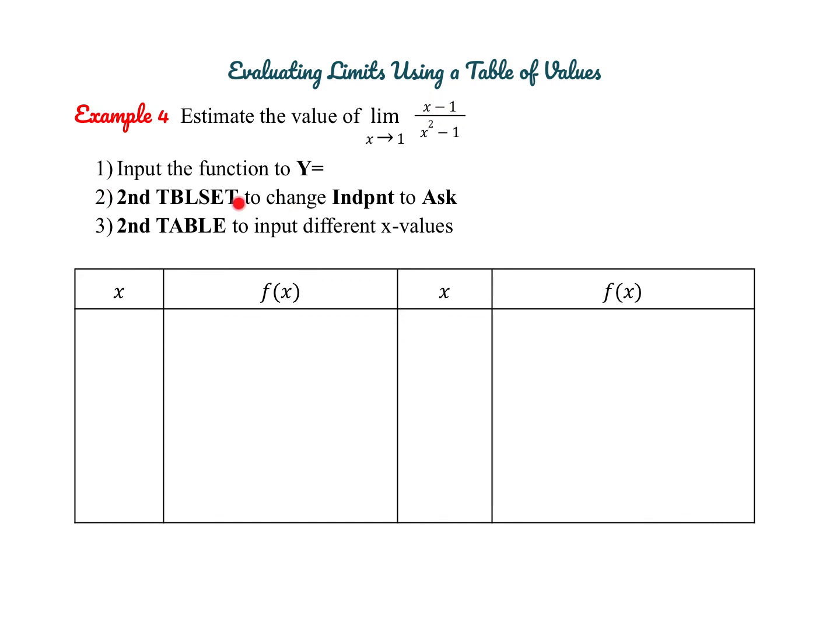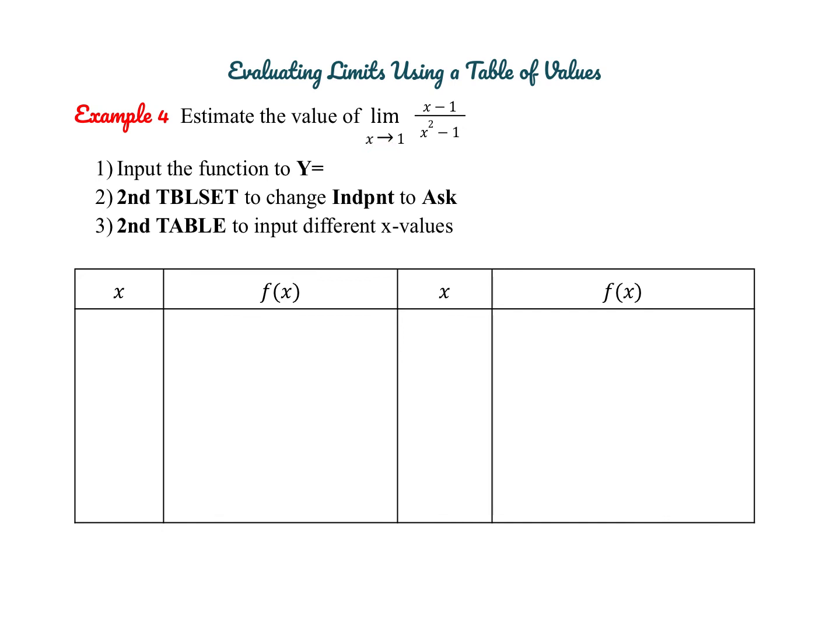One thing you're going to want to make sure of is to go to second table set and change the independent variable to ask. That means we can plug in whichever x values we want, and then in the table it will tell us the y values. Once you've set it to this, if you go to second table, we can start inputting our different x values. Since we want the limit as x approaches 1, we can pick a couple values to the left of 1, but really close, and then a couple values to the right of 1.